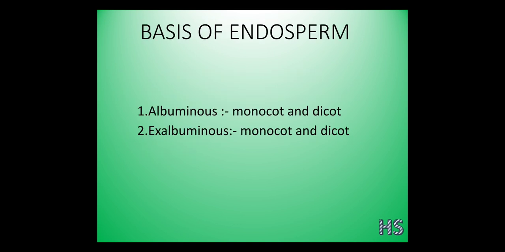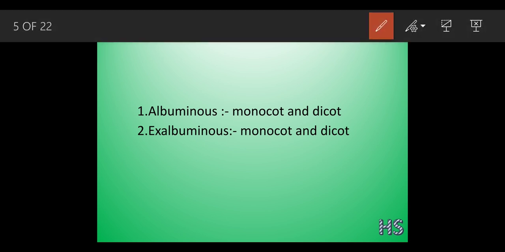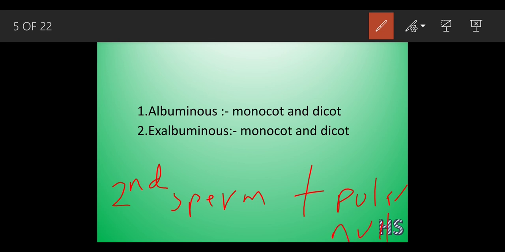On the basis of the endosperm. So what do you mean by the term endosperm? The word endosperm means the nourishments. We have already seen how the endosperm gets formed. The endosperm gets formed due to the second sperm nucleus plus polar nuclei. With the help of this it forms up the endosperm.